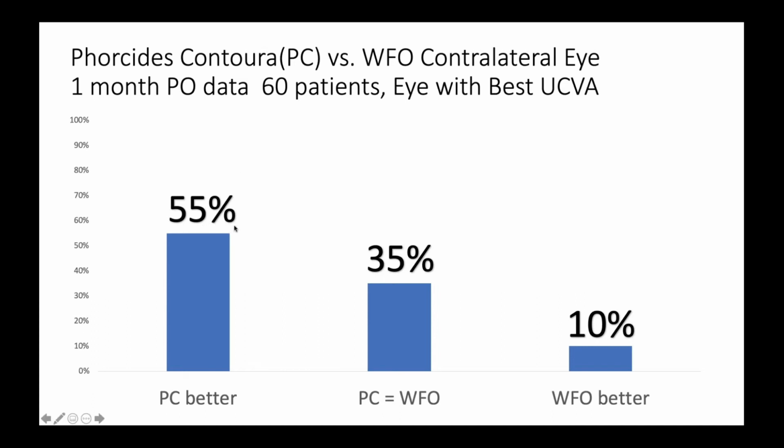It turned out that in 55% of the patients, the Phorcides plan Contura eye had better uncorrected vision. In 35% of the patients, the Phorcides plan Contura was equal to the wavefront optimized eye. And I'm okay with that. Wavefront optimized is a beautiful procedure. It gives great results. I get lots of patients at 20/15. A lot of this 35%, both eyes were 20/15, and that's fine with me. Only about 10% of the patients had the wavefront optimized eye perform better than the Phorcides plan Contura. Even in this 10%, the Phorcides plan Contura was not far behind.